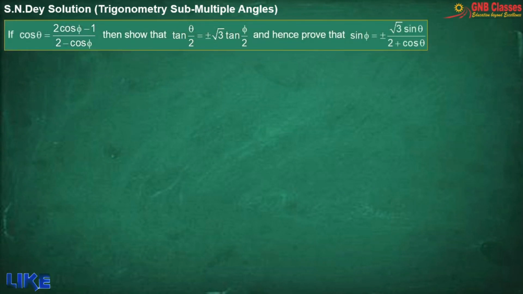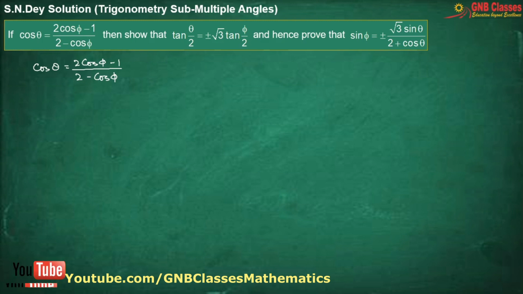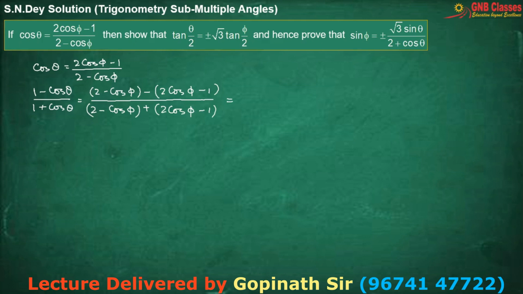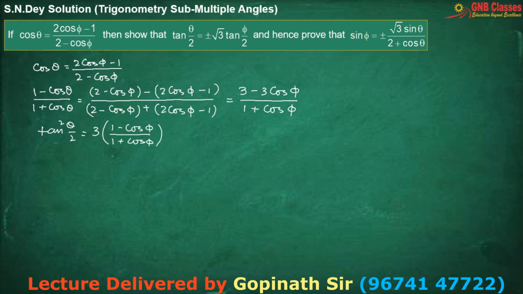Now, in this problem, they have said that cos theta equals to, okay. Now, what I am doing here is applying componendo and dividendo. So if I open the brackets, we are getting 1 minus cos theta by 1 plus cos theta, which can be written as tan square theta by 2, which is equal to, that gives us, is it okay?